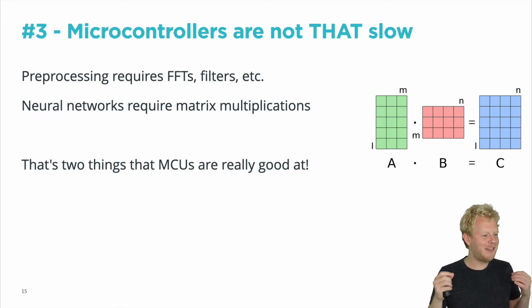The third is to realize that microcontrollers are actually not that slow. These pre-processing steps require stuff like FFTs and filtering, and neural networks require things like matrix multiplications. That's in essence everything that the neural network does. And those are two things that MCUs are actually really, really good at. Because signal processing is not new, these MCUs typically ship either with an onboard or external DSP, or with an FPU, which can do all of these pre-processing steps. And most of the modern MCUs actually have vector extensions, so they can do these vector operations, matrix multiplications, really, really quickly.